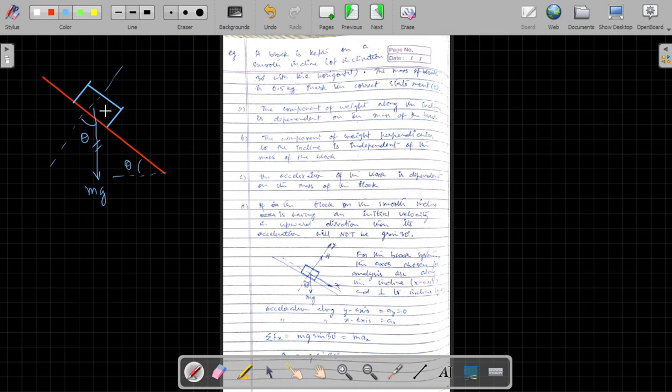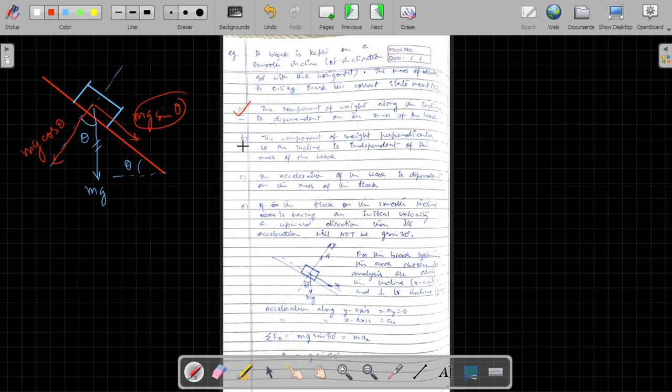The first option is that the component of weight along the incline is dependent on the mass of the block. For that, the answer would be correct: the component of weight along the incline would be mg sine theta. We know the component of gravitational force along the common normal, along the line in which theta is present, is mg cos theta, and the other component is mg sine theta. So definitely the component of gravitational force along the incline is dependent on mass. So that point is correct.